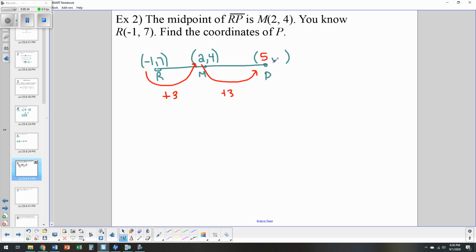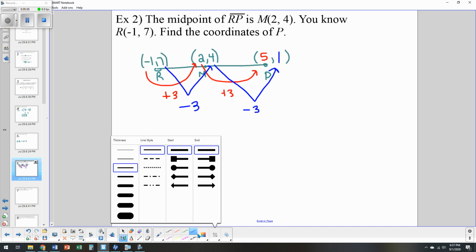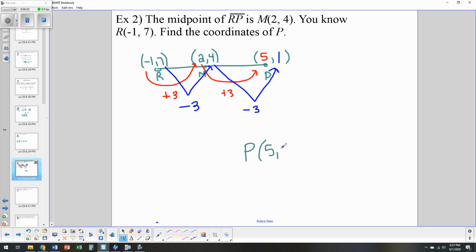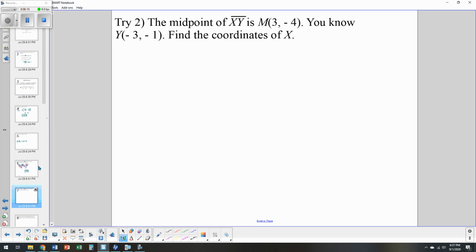And now we're going to do the same thing for the y's. From 7 to 4, I subtracted 3. So now from 4, I will subtract 3. So 4 minus 3 is 1. So that tells us that the ordered pair for P is 5, 1. So you can go ahead and try the next one, pause it, I'm going to show the answer.